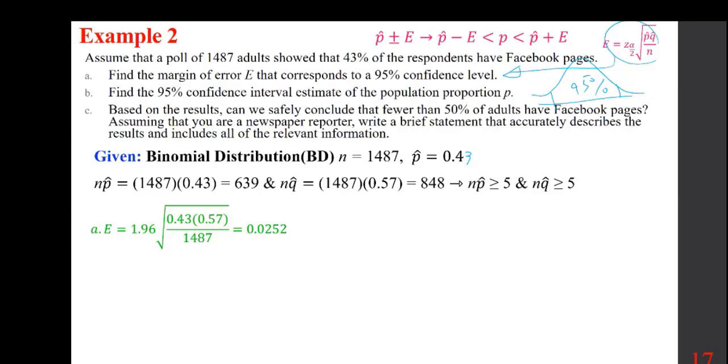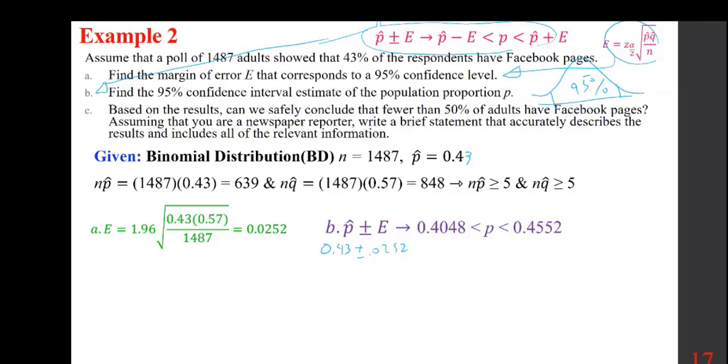Now, what is the answer to part B? This is the answer to part B. P hat plus minus E. So P hat, which is 0.43, all you have to do, add and subtract this number. In other words, you write down 0.43 plus minus 0.0252. That means subtract this number from 0.43 and it becomes 0.4048, add and it becomes 0.4552.